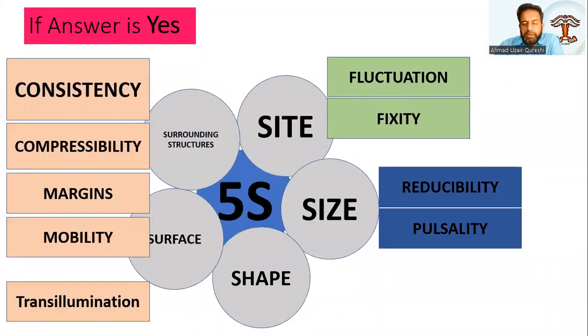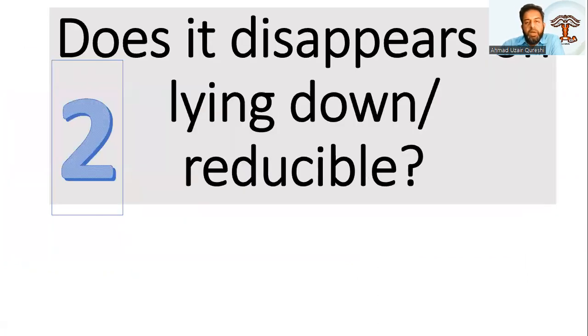Just as mentioned, you need to see the site, size, shape, surface, and surrounding structures. You need to see fluctuation, fixity, reducibility, pulsatility, margins, mobility, transillumination, compression, compressibility, and consistency, and also palpate it for presence of varicose veins.